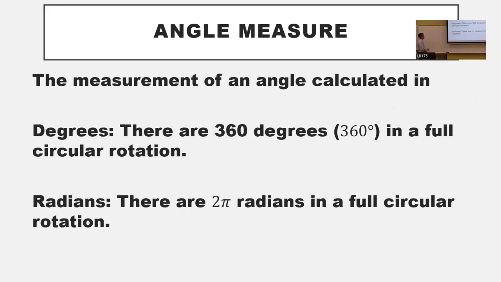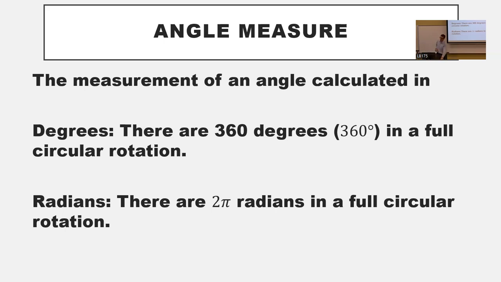So we have to have some sort of a standard level of rotation that we can use. And there's two measures of rotation. We can measure in degrees, or we can measure in radians. And we will go back and forth with both throughout this unit. Sometimes we'll use degrees, sometimes we'll use radians.